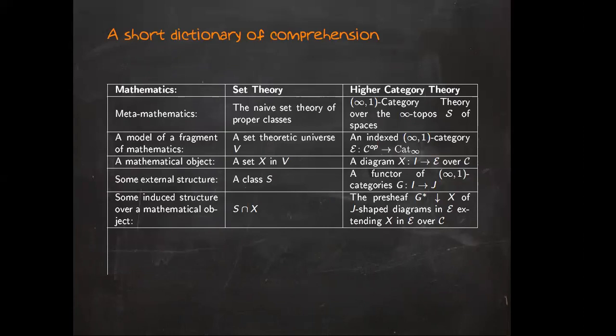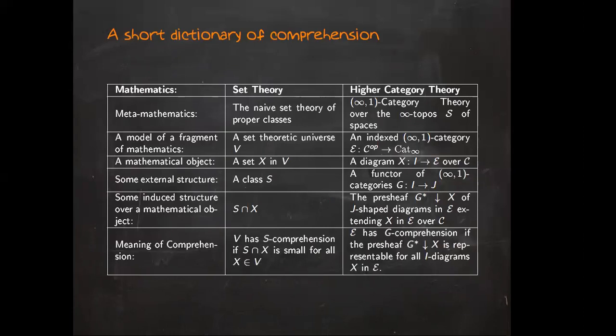And then what does comprehension mean? In set theory, it means that the induced structure, S intersected with X, is again contained in V, right? So it is a small set in this sense, right? And in higher category theory, it will mean that this presheaf of structure will be representable over C, right? So there is a translation between smallness and representability. Indeed, Benabou in his paper back then interpreted the inclusion from sets into proper classes as a Yoneda embedding, and then considered the sets as representables in proper classes.